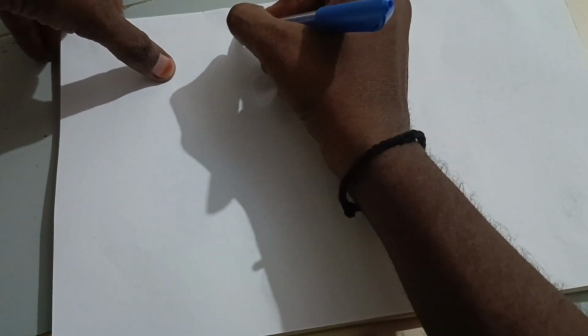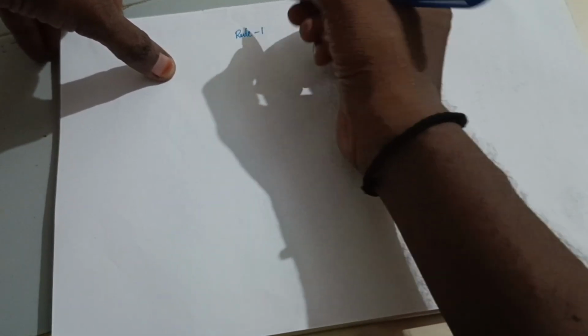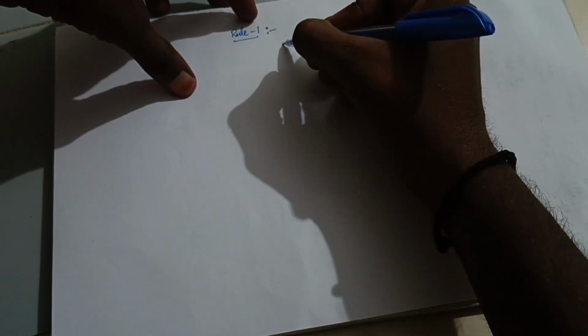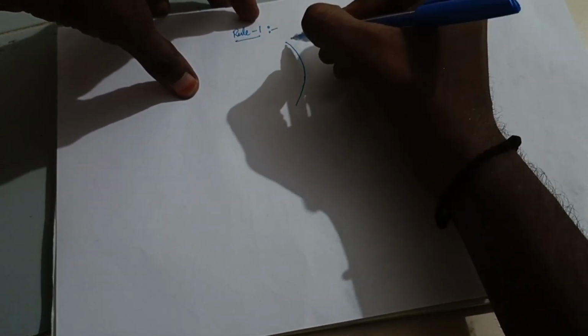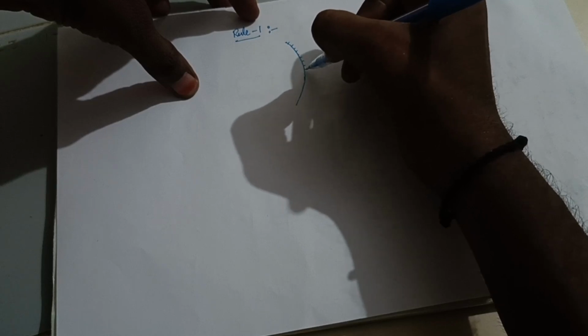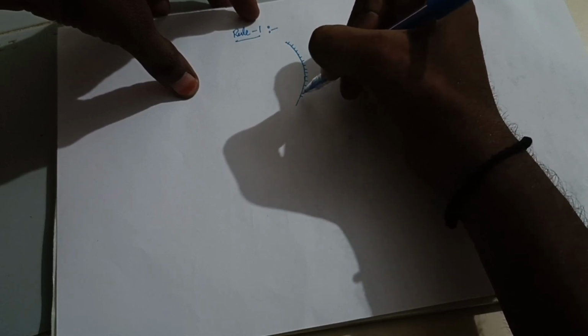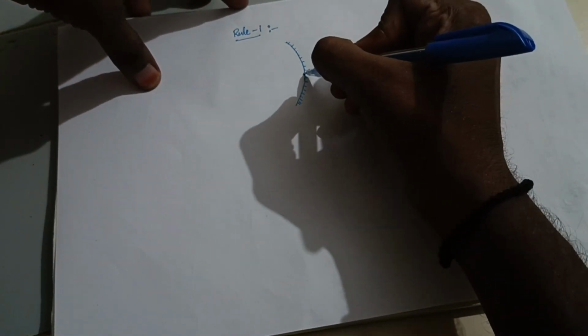So let me draw the ray diagram for rule 1. If the incident ray is parallel to the principal axis, then the reflected ray will pass through the focus, or it seems to be coming from the focus. So if you take a concave mirror, let me draw a concave mirror. So this is the concave mirror. A concave mirror is a spherical mirror in which the reflecting portion is curved inwards.